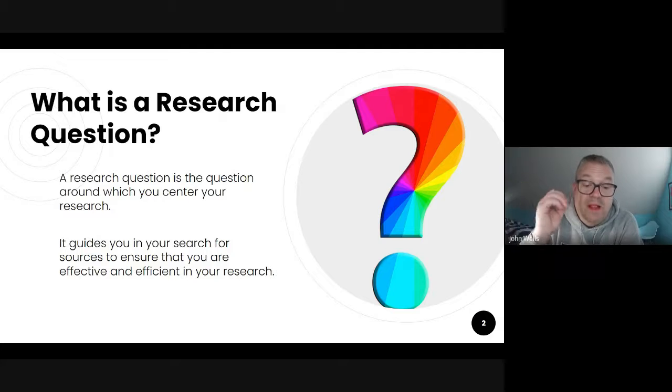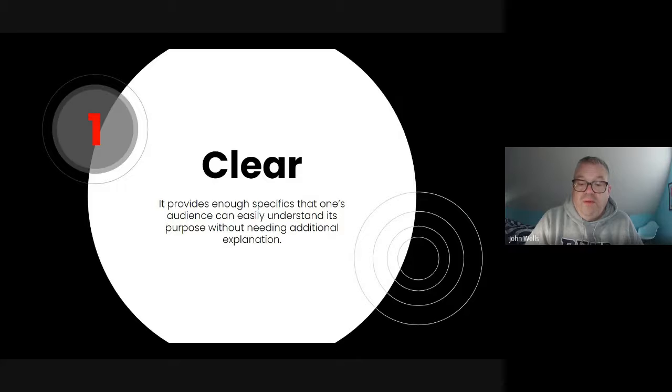I need. Now, if you can do this well, this will help you make sure that your searching is effective, that you're finding the right stuff, the stuff you need to write the paper that you want to write, and it helps you be more efficient because you can focus on the things that you really need to focus on. So, what are the elements or the characteristics of a good research question?